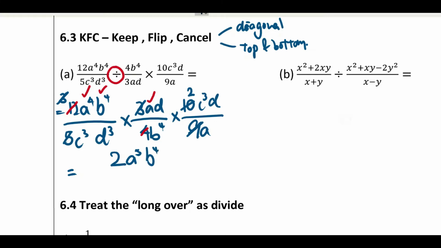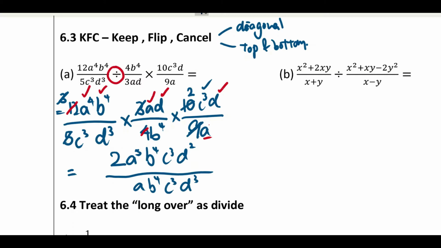Next, c cubed, which is here. And then d, there's 1 here and there's 1 here, so this is called d squared. Over, the denominator, any more numbers? Also no more numbers. Any a? So we got 1a, which is here. So we take the a. Then b to the power of 4, c cubed, and then d cubed.